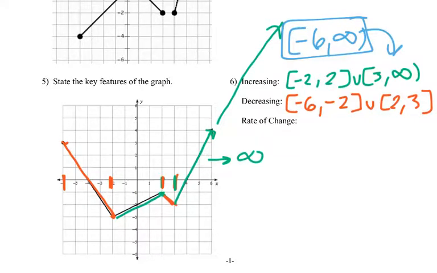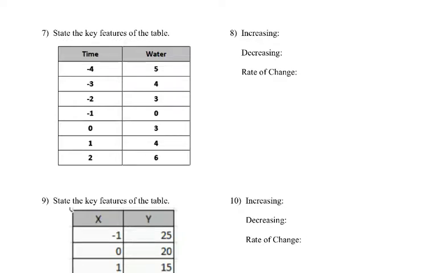All right? So now with the table, it's a little different. Okay? We still use the x values, but we're going to have to think about it a little differently. So I look at my y values. 5 to 4, that's going down. 4 to 3, so I guess I should write that with a red, huh? 4 to 3 is going down. 3 to 0, still going down. 0 to 3, now it's going up. 3 to 4, it's going up. 4 to 6, it's going up. So at what point do I start going down? Well, we started right there at 5, right?